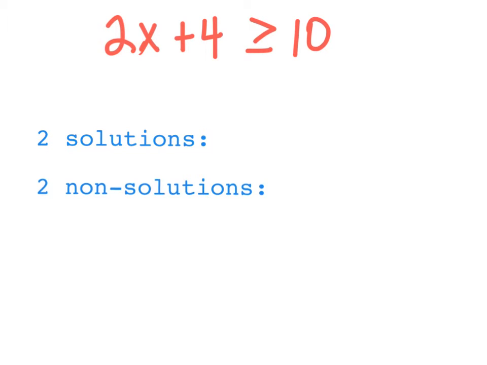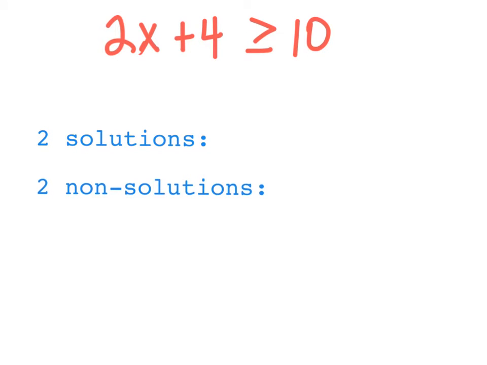Alright, so we have this inequality here. We have 2x plus 4 is greater than or equal to 10. I'd like you to pause the video and think of two solutions to this inequality, so two numbers you could put in for x that would make this true. And then I want you to find two non-solutions, two numbers you could put in for x that would not make this true.